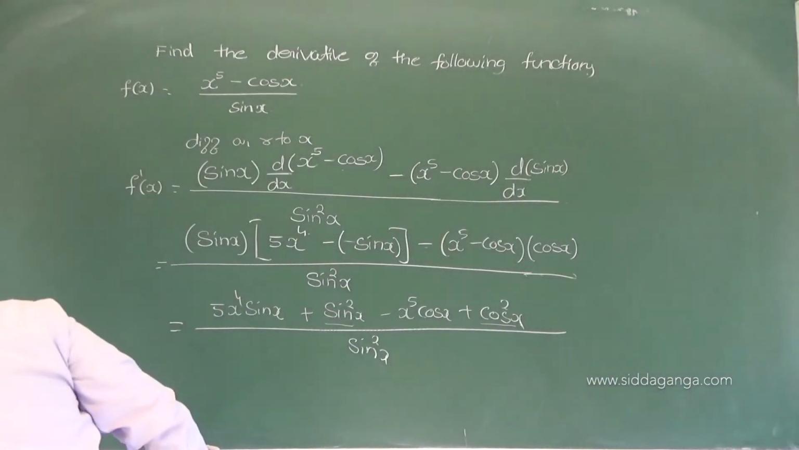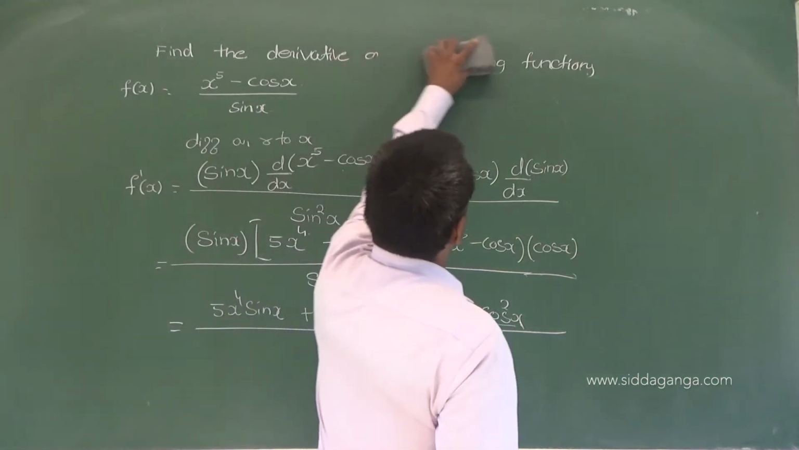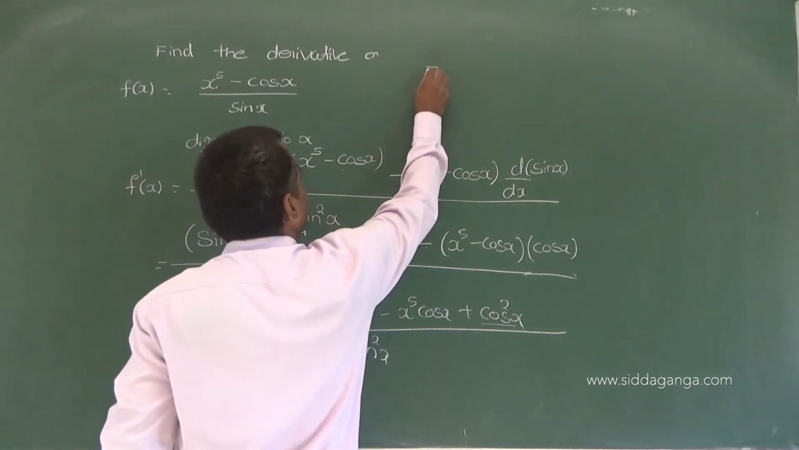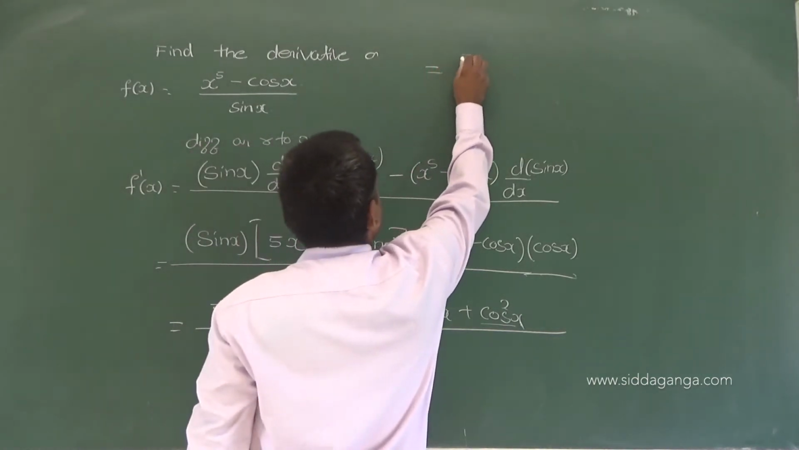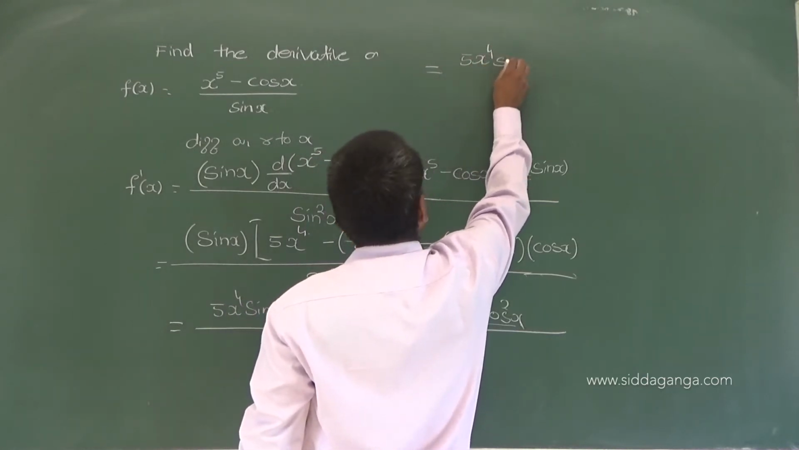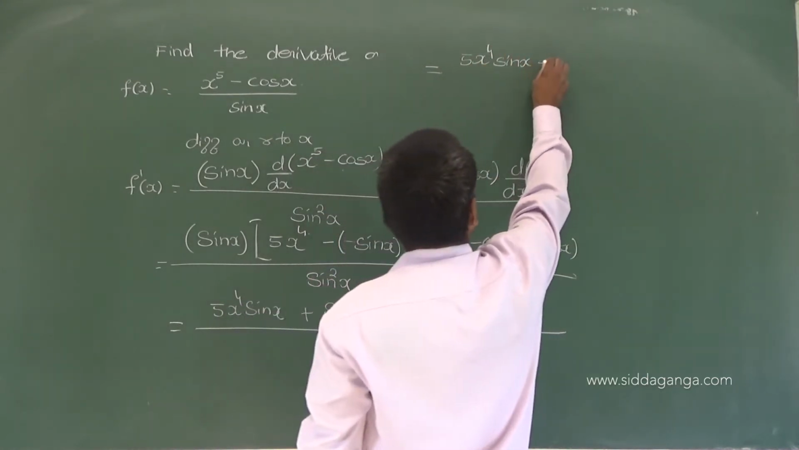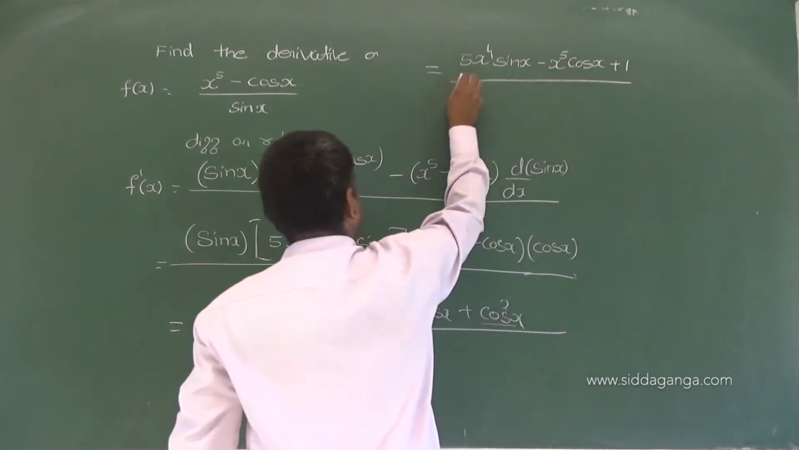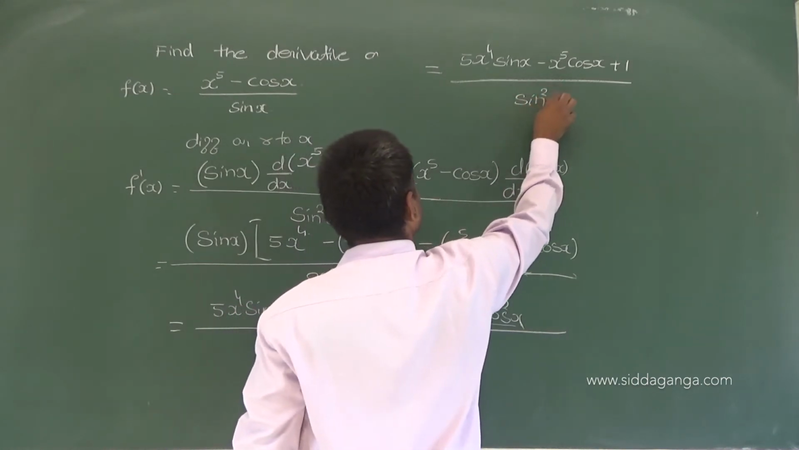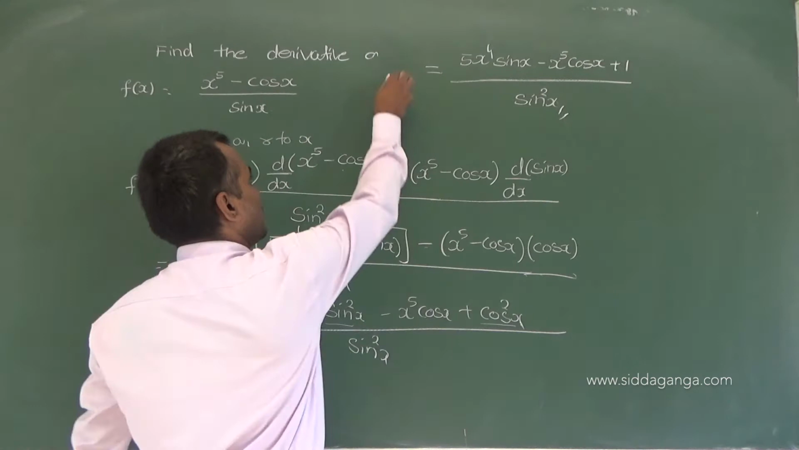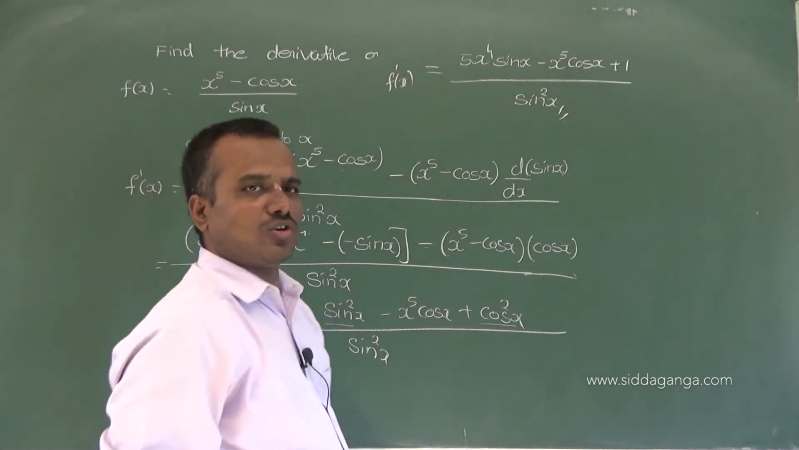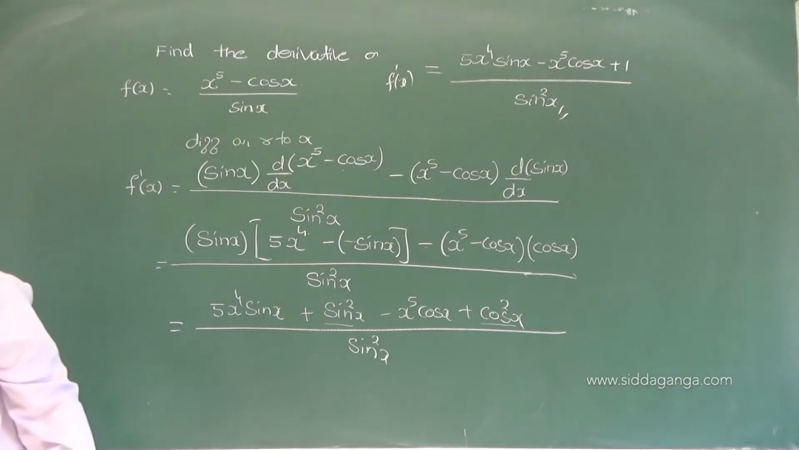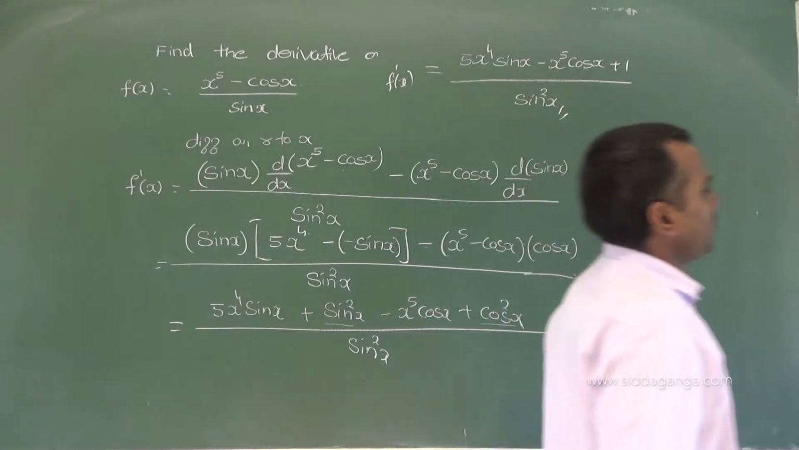So I write here the answer, that is equal to 5x to the power 4 sin x minus x to the power 5 cos x plus 1. This is what? F dash of x. Observe this problem very carefully. Next problem. This is a very, very important problem.